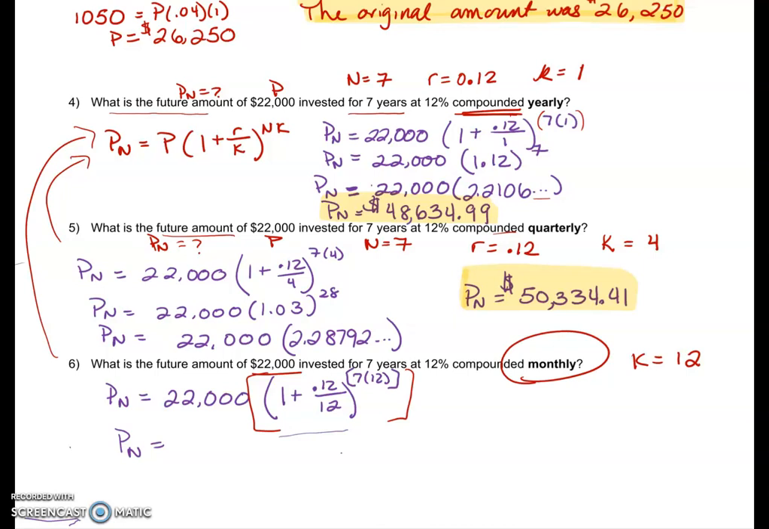The next one is very similar. It's just replacing the 1 with 4 because it's quarterly. So the answer I get for that is $50,334.41. Now the last one here for number 6 is compounded monthly. I'm going to show you that one out on Desmos and how I type it into the calculator so that you can check against that.